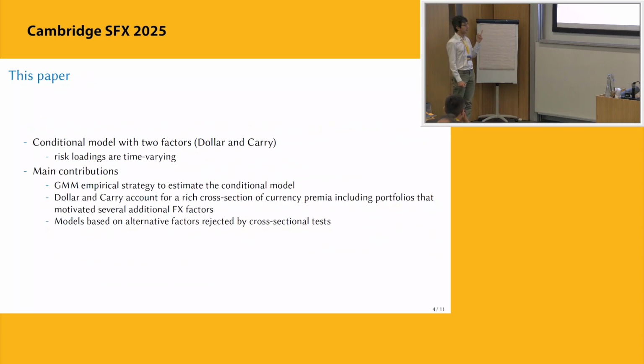Now, this paper considers instead a conditional model with two factors, dollar and carry, and now risk loadings are time varying. The way I see it, the main contributions are the GMM empirical strategy to estimate this conditional model, the fact that dollar and carry account for this rich cross-section of currency premia, including portfolios that motivate these novel, if you want, additional currency factors. And they also show that models based on alternative factors are rejected in the cross-sectional test once you use this conditional model.